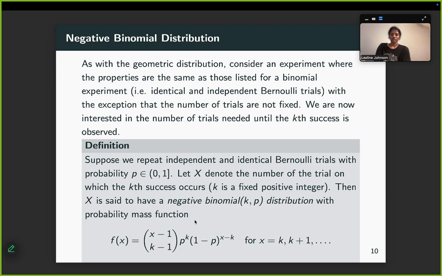So suppose we repeat independent and identical Bernoulli trials with the probability p between 0 and 1, and let x denote the number of the trial in which the kth success occurs, where k is a fixed positive integer. Then x is said to have a negative binomial k,p distribution with the probability mass function below: x minus 1 choose k minus 1 times the probability of success to the power of k times the probability of failure to the power of x minus k, for x equals k, k plus 1, and so on.